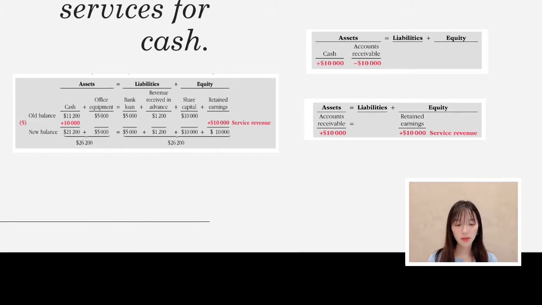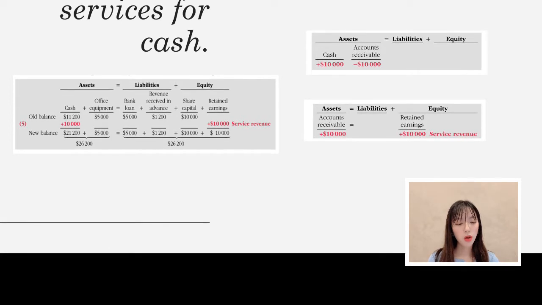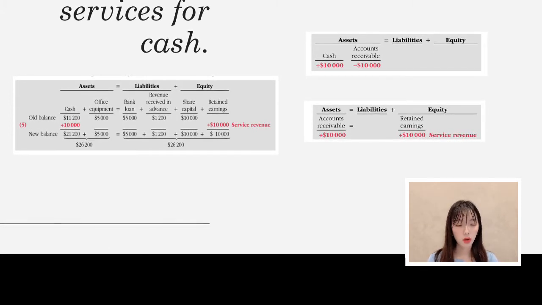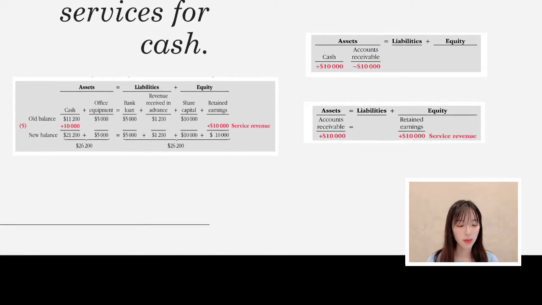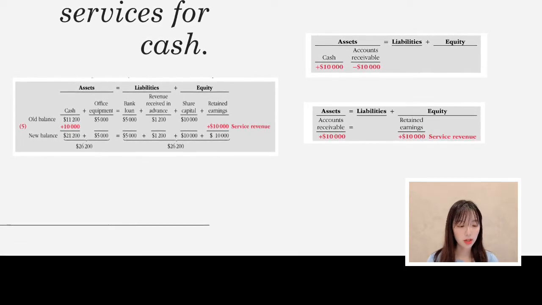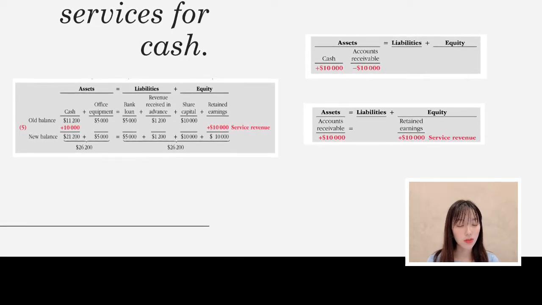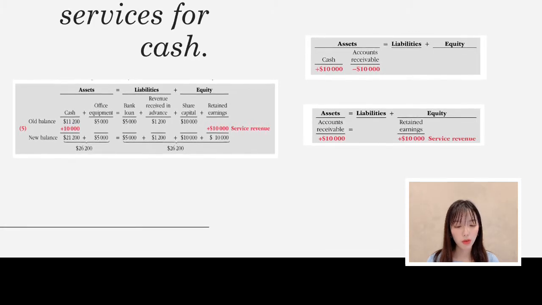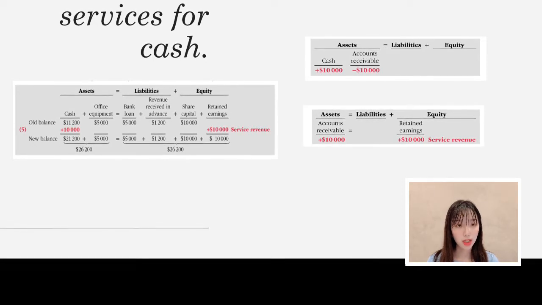Number 5. Rendering service for cash. On 3 October, One Limited received 10,000 in cash from Copa & Co. for advertising service performed. In this transaction, One Limited received cash in exchange for service. Advertising service is a principal revenue-producing activity of One Limited.